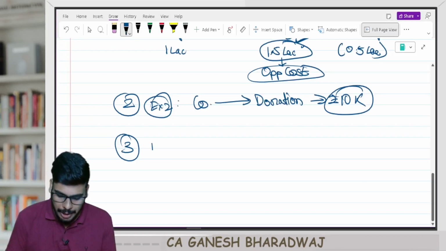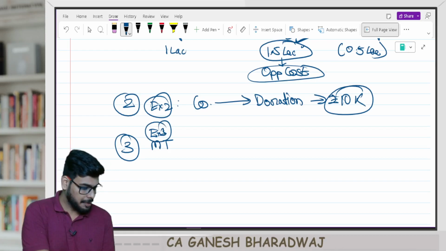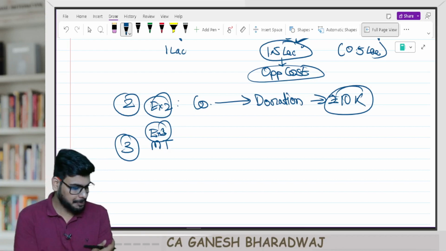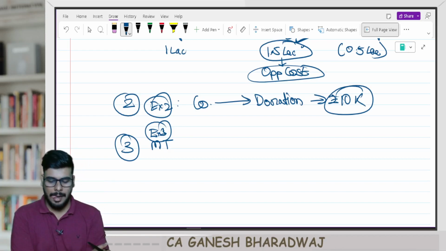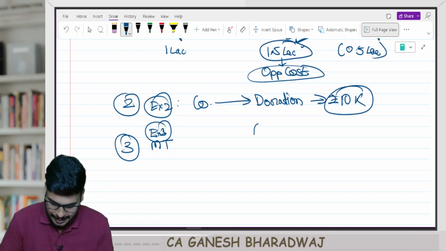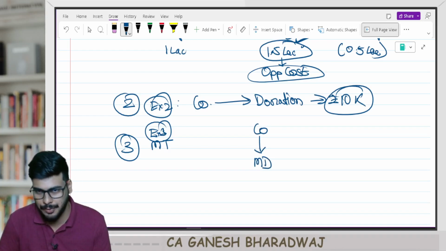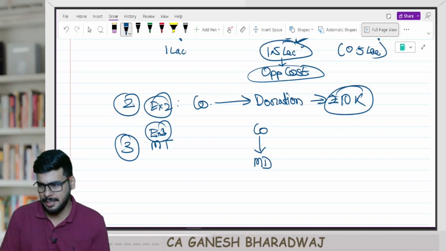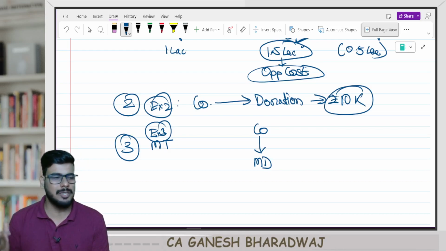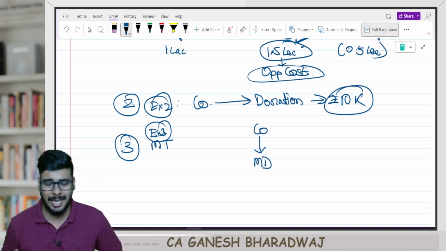Quantifiable in monetary terms. Fine. Let me give an example for this. Let us say there is a company. In this company, there is some guy called a managing director. Have you heard of this? In your company law, it goes on to define who a managing director is, but in colloquial terms, we know that every company has a managing director.